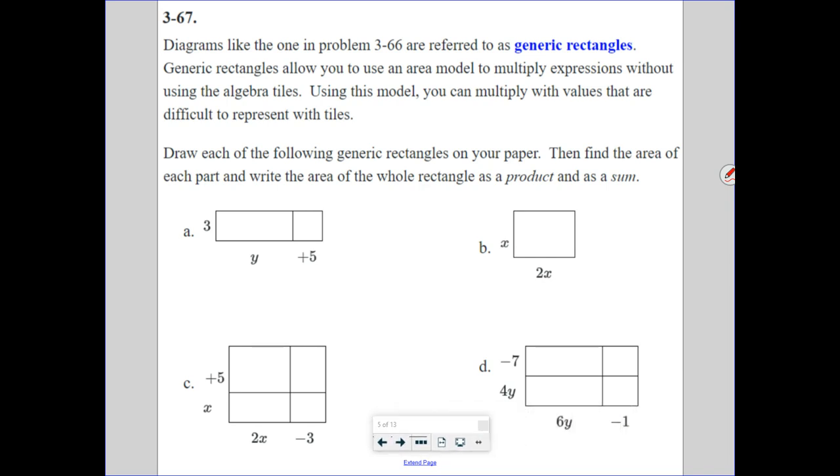So problem 367: diagrams like the one in problem 366 are referred to as generic rectangles. Generic rectangles allow you to use an area model to multiply expressions without using the algebra tiles. Using this model, you can multiply with values that are difficult to represent with tiles. Draw each of the following generic rectangles. Well, hold on, before we do that, let me show you that.